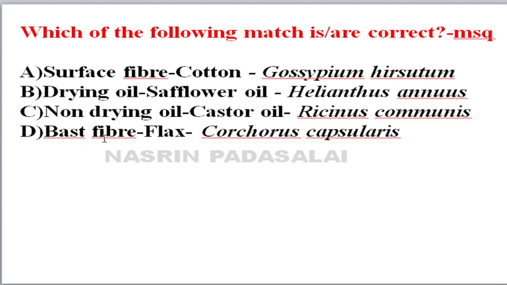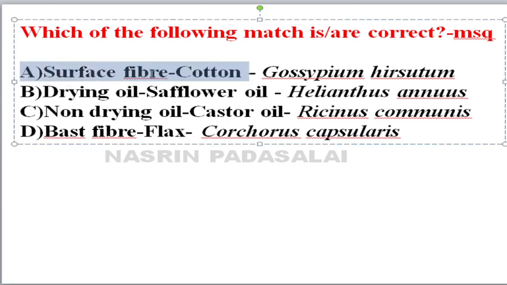And blast fiber, yes, flaxseed, but this is not produced by Corchorus capsularis, because Corchorus capsularis is not involved in producing flaxseed. It is the scientific name of the plant which produces jute fiber. So the correct options are option A, that is surface fiber, and option C, that is non-drying oil.